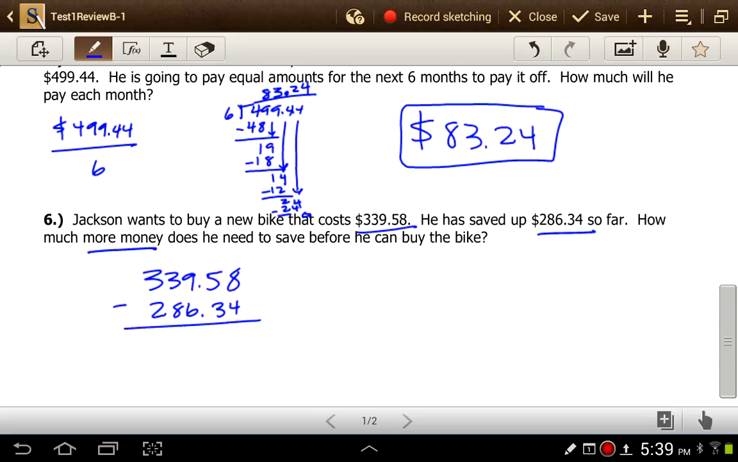8 minus 4 is 4. 5 minus 3 is 2. Decimal point moves down. 9 minus 6 is 3. I cannot do 3 minus 8, so that has to become 13. And I borrow from that 3 to make it a 2. 13 minus 8 is 5. 2 minus 2 is 0. So my final answer is $53.24.